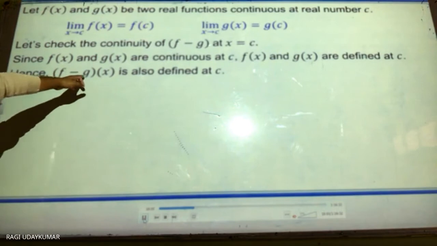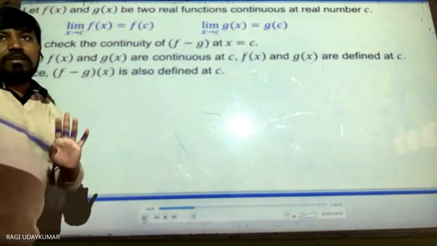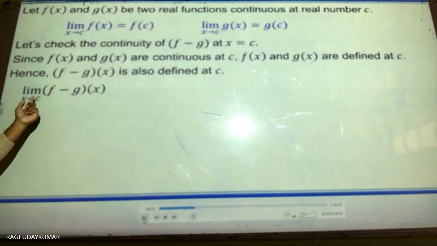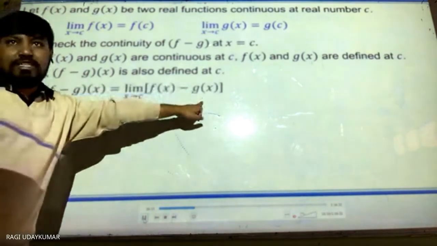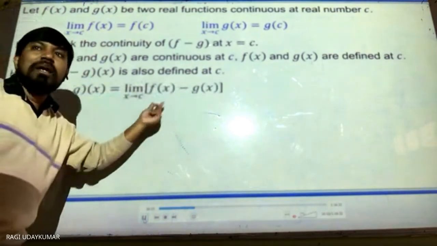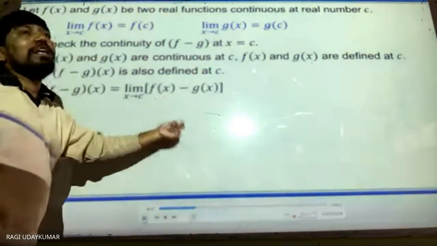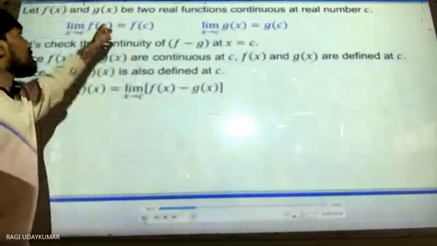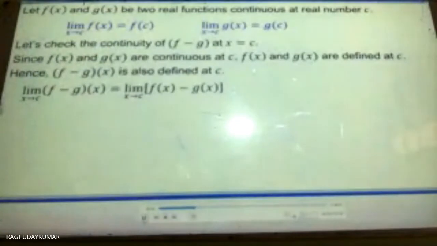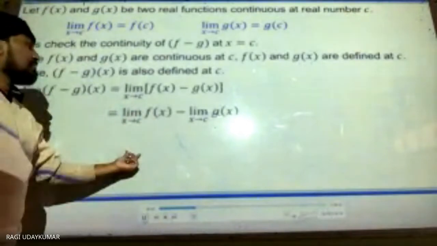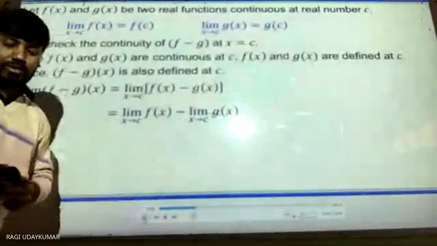So see here, f minus g of x is also defined at the particular point c. Since it is defined, we check the limit as x tends to c of f minus g of x. This can be written as the limit as x tends to c of f of x minus the limit as x tends to c of g of x. The limit of f of x is already defined and equals f of c, and the limit of g of x is g of c. So we get f of c minus g of c.